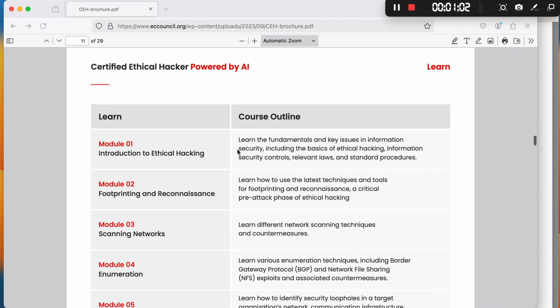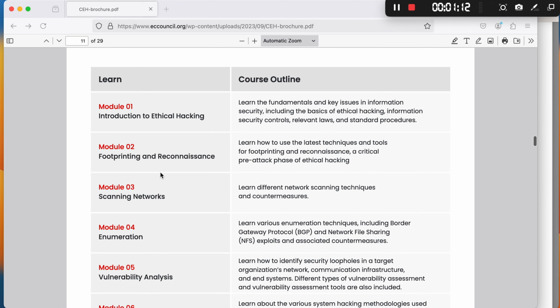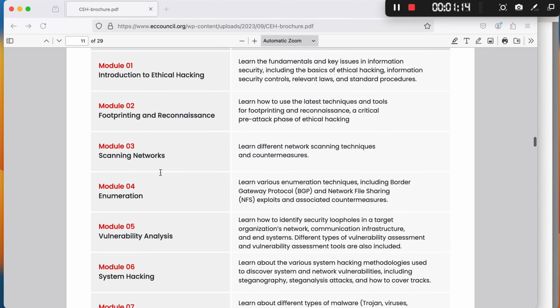In the official documentation for the exam, you're going to see the different modules that they're going to cover. The first one, and that's what we're going to be doing today, is Introduction to Ethical Hacking. Then we're going to be doing footprinting, scanning, enumeration, so on and so forth.